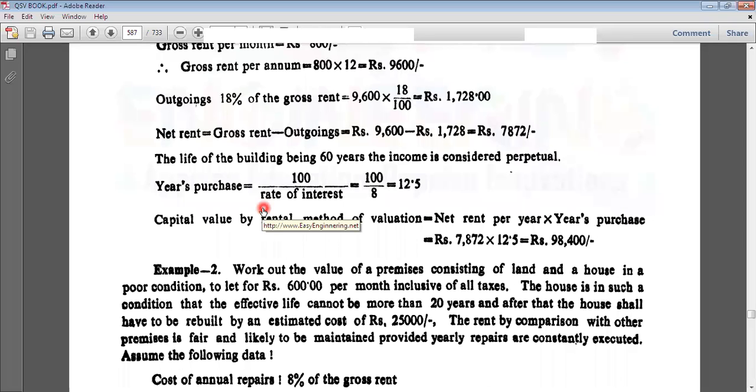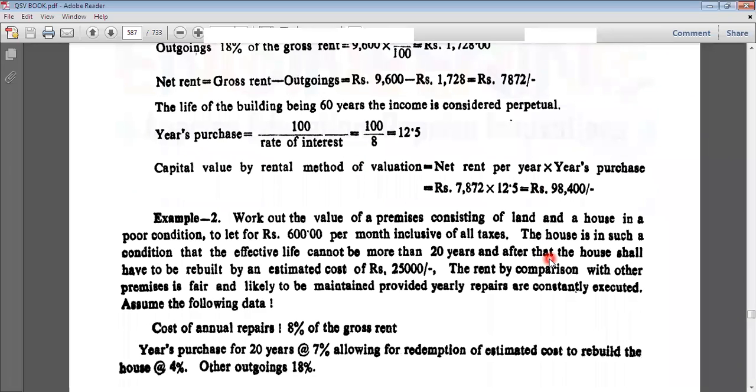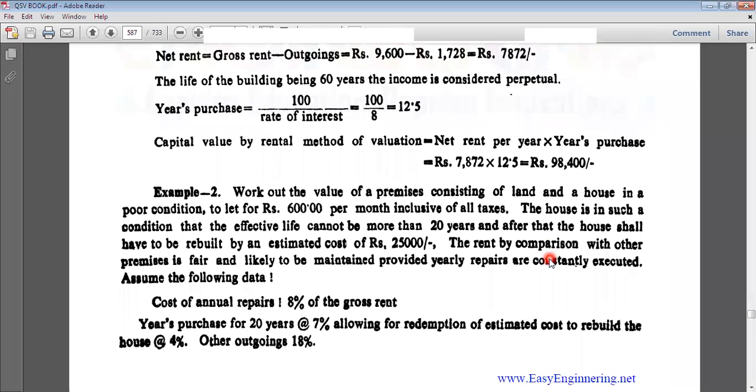So capitalized value is nothing but the rent multiplied by years purchase, and so the capitalized value of that property is calculated as 98,400 rupees. Okay.